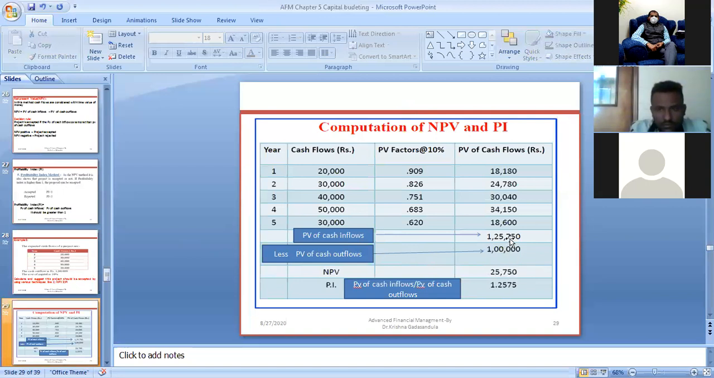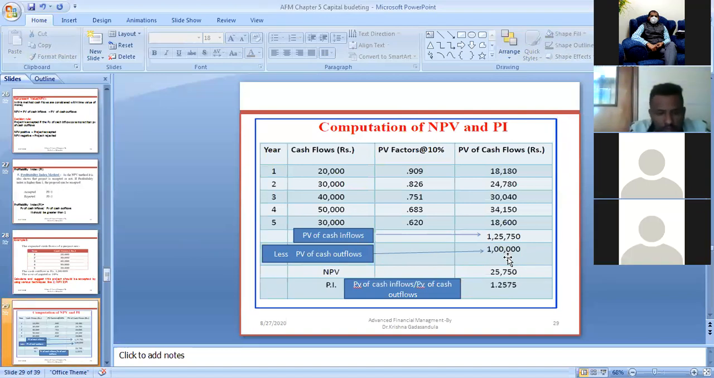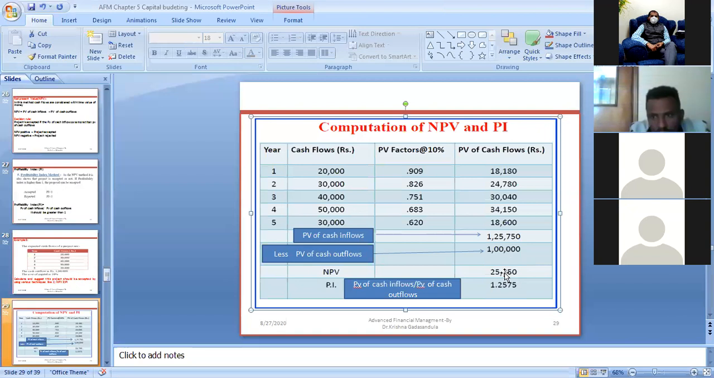Your cash inflows are higher than... yes. Positive. Is it negative or positive? Positive. So should the project be accepted or rejected? Accepted. So NPV is positive, and the project is accepted. Yes. Now the profitability index.